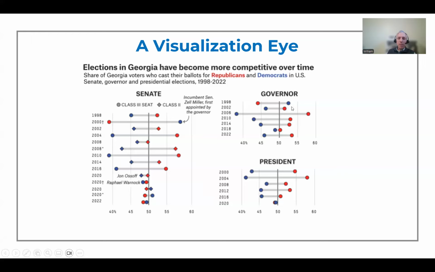For the governor, it did a pretty similar thing. It was really close in 18, and then 2022 it was pretty close. And then in president, it got really close in 2020, which was the last election. So this is a set of really effective charts, and not a lot of space. I'd argue that this is maximizing the data ink ratio. It's done a really good job of that.